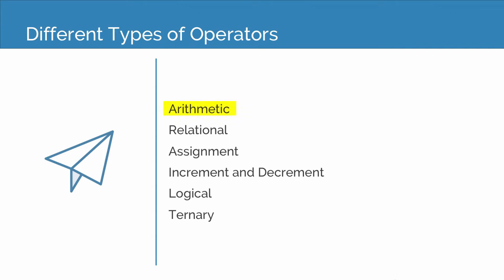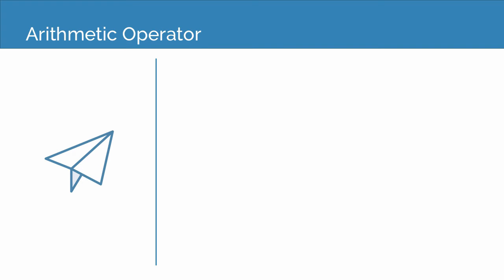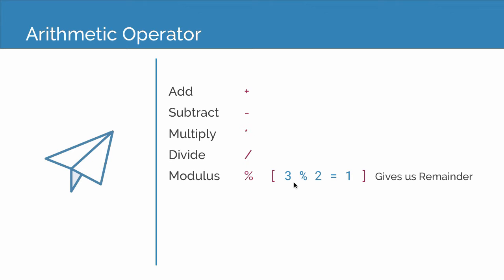Let us now proceed and check out what is the arithmetic operator in Java. Now the arithmetic operator helps us to perform the mathematical operation between two variables or numbers. So we have the add operator, subtract, multiply, divide and also the modulus operator. The modulus operator simply divides two numbers and gives us the remainder in the output. So here we have 3 modulus 2. When we divide 3 by 2, we get the remainder of 1 as a result. And the rest of the operators such as add, subtract, multiply and divide are self-explanatory.